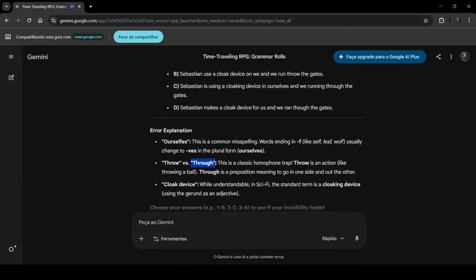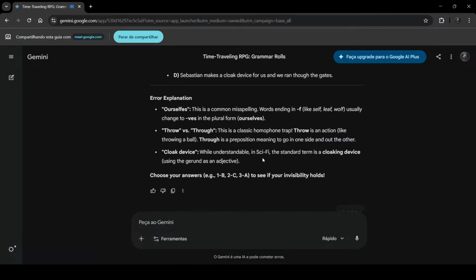Throw, through. This is throw. Throw is jogar, arremessar. Through is like através. This is a classic homophone trap. Throw is an action, like throwing a ball. Through is a preposition meaning to go in one side and out the other. Cloak device, while understandable in sci-fi, the standard term is cloaking device. So that's another thing. The AI really gets the correct vocabulary for the context and stories, using the gerund as adjective.